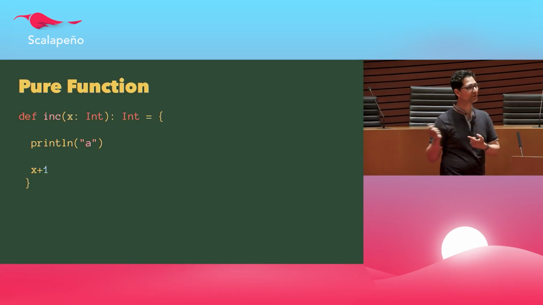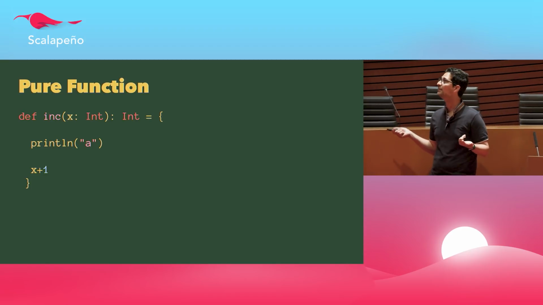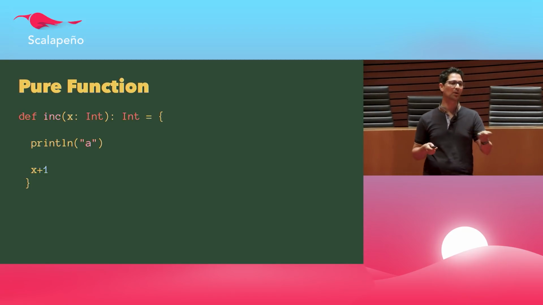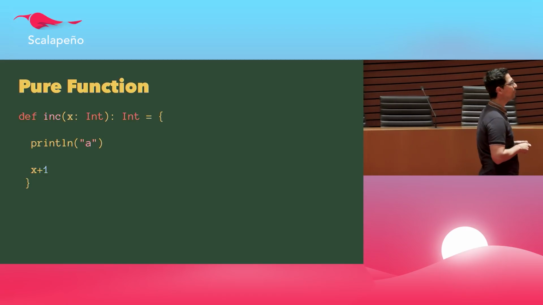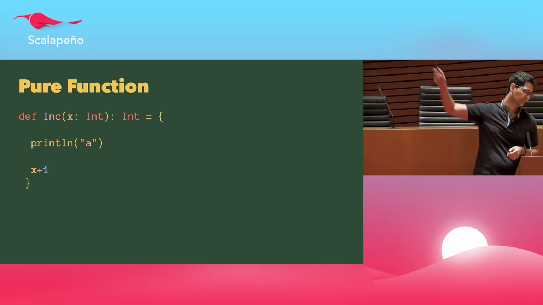What's different here? Is it a total function? Well, yeah, it's the same function. If I give you 1, it gives me back 2. But something else is going on here. There is a printing in the middle here, right?